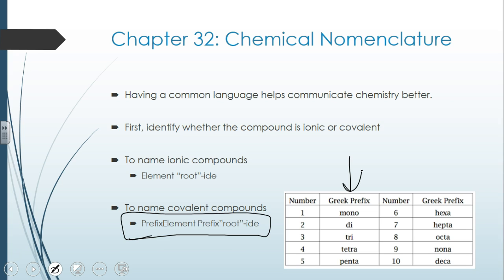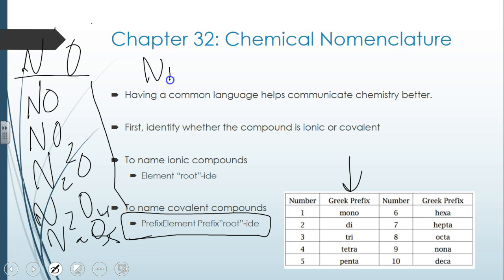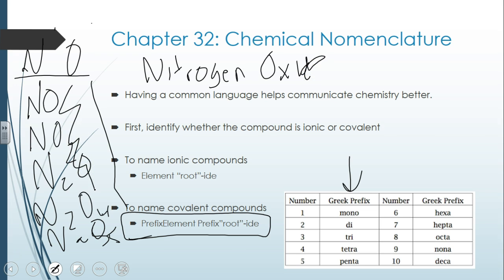For example, if we have nitrogen and oxygen, they're both nonmetals, so we have the two elements. Nitrogen and oxygen can form a compound that's NO, NO2, N2O, N2O4, N2O5, and that's just the tip of the iceberg. So by saying nitrogen oxide, that doesn't tell us which nitrogen oxide we're dealing with.